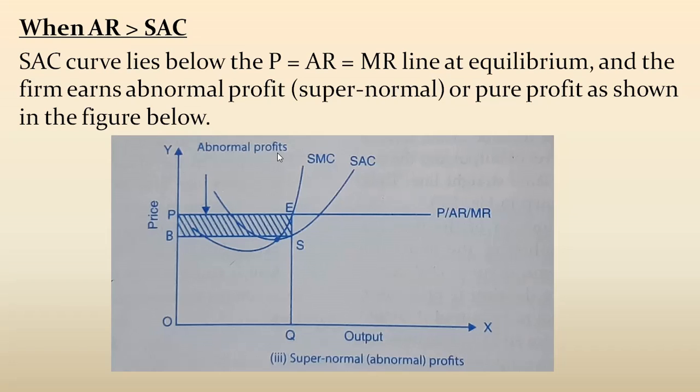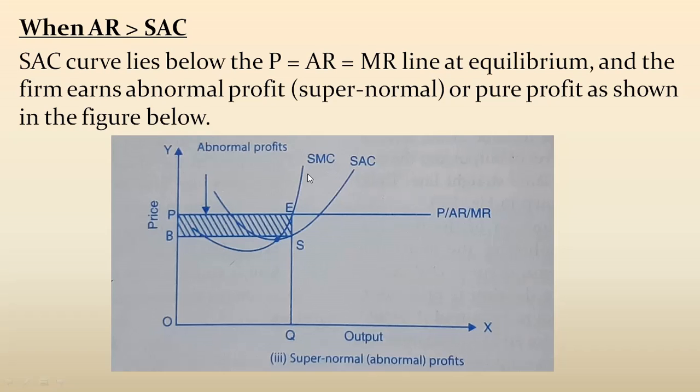So whenever this situation occurs in the market, the situation of abnormal profit, it attracts new firms into the market. I hope you have understood this condition. Again, I want to repeat one more time that for this condition, you must refer to this point. First, refer to this point. It will be very, very simple.